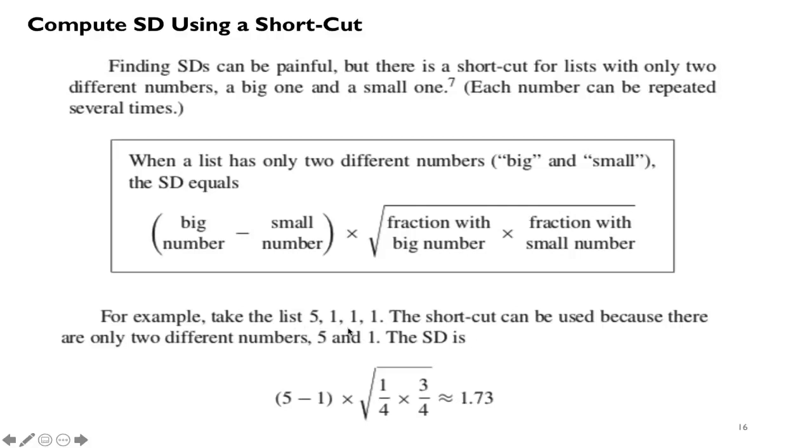So for example, 5, 1, 1, 1, 5, 1, 1, 1. 5 is the big number, 1 is the small number. 5 minus 1 times the root of 1 over 4, which is the fraction of the big number, times 3 over 4, the fraction of the small number. We get 1.73, which is a much easier way of finding the SD than actually using that method we saw from chapter 4.